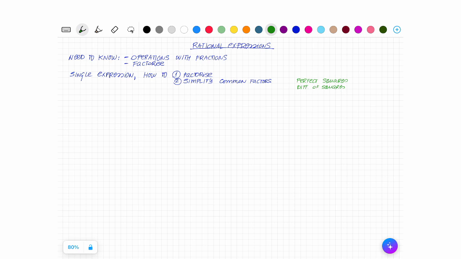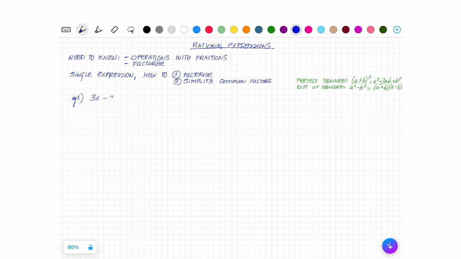So remember, your perfect square is (a plus or minus b) squared, and remember a squared plus 2ab or minus 2ab, plus b squared. And your difference of squares, if you've got this, it factorizes to (a plus b)(a minus b). Okay, let's see that on an example.